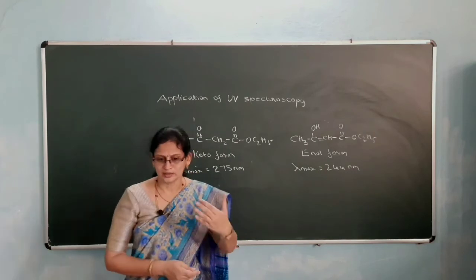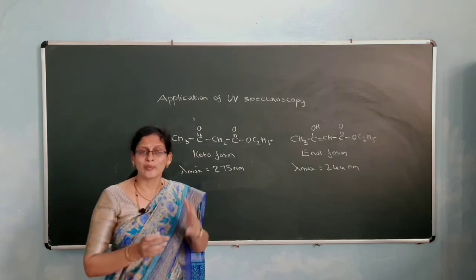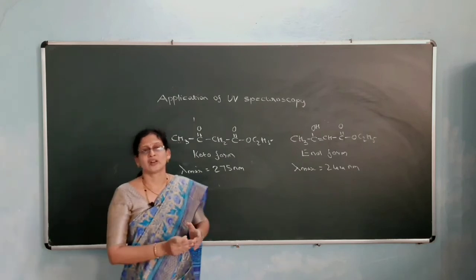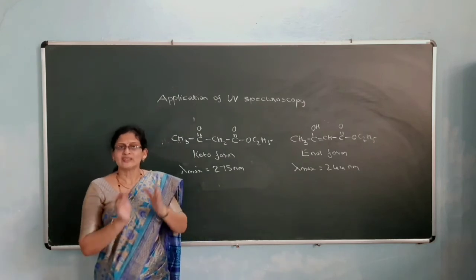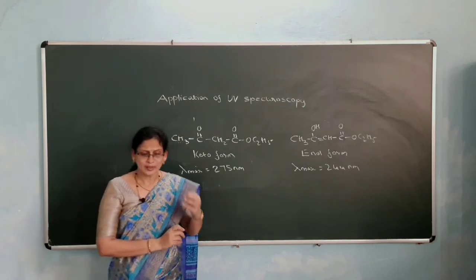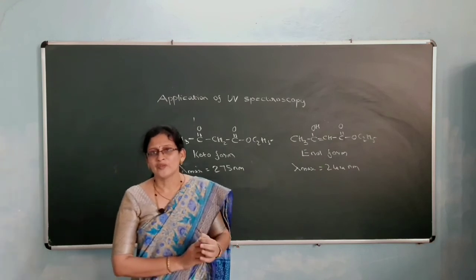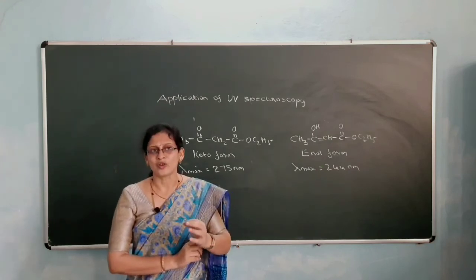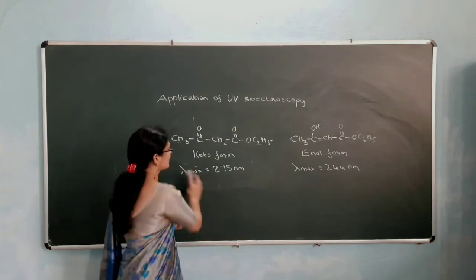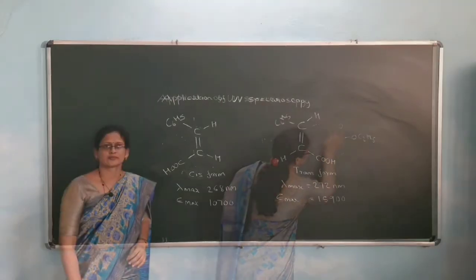So, in identification of a compound, we use UV spectroscopy. So, you match the standard spectra with the unknown. If it is matched, then we can say that this is the name of the compound. One important application of UV spectroscopy is identification of cis and trans forms. Okay, we will take the example here, the identification of cis and trans forms.